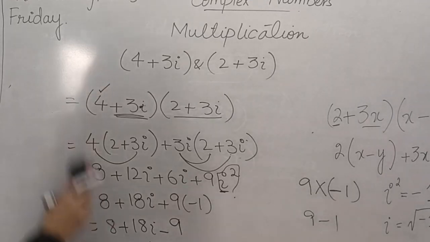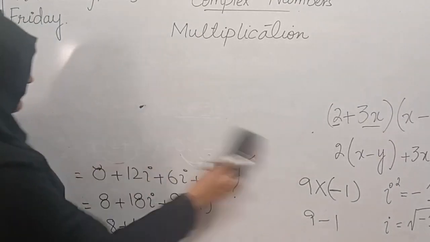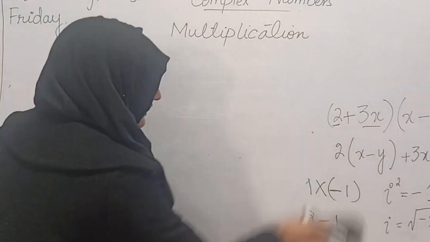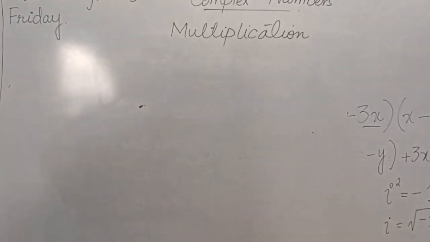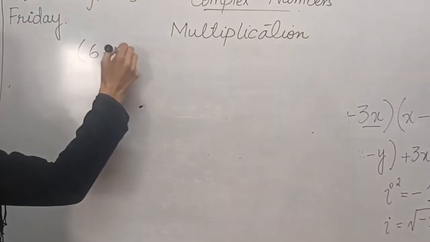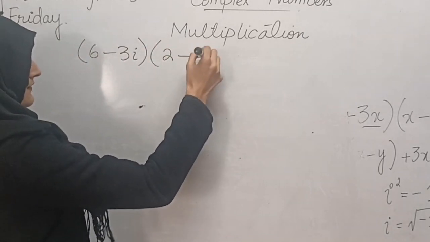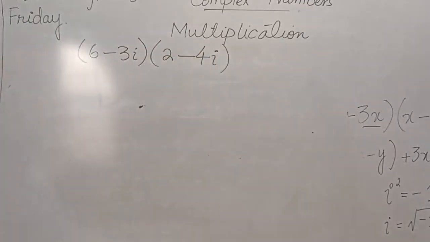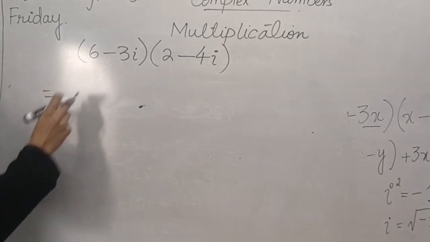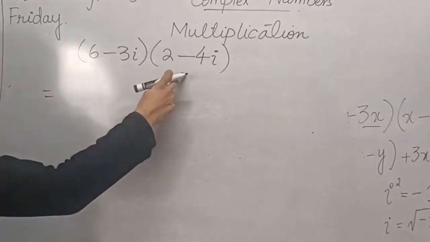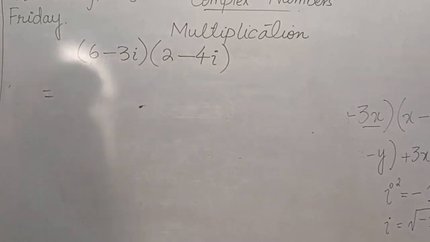See another example. We have a complex number 6 minus 3 iota, and the other number is 2 minus 4 iota. Now help me to solve this question. First of all, what will we do? Will we multiply real with real number and imaginary with imaginary number? Is it possible? No. This rule is for addition and subtraction.